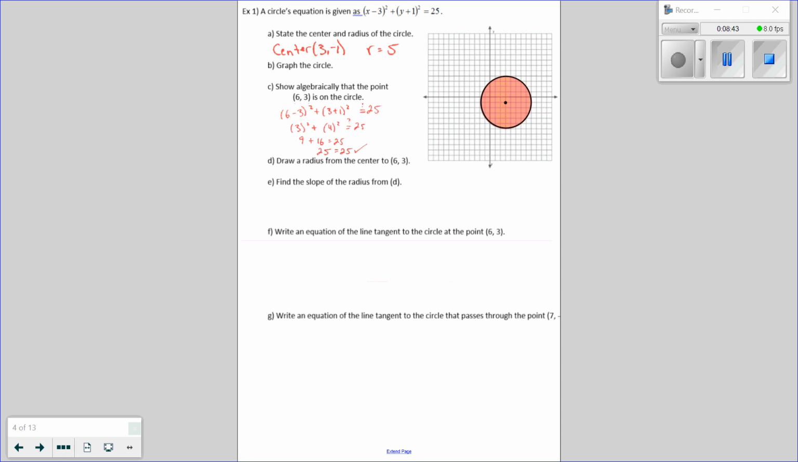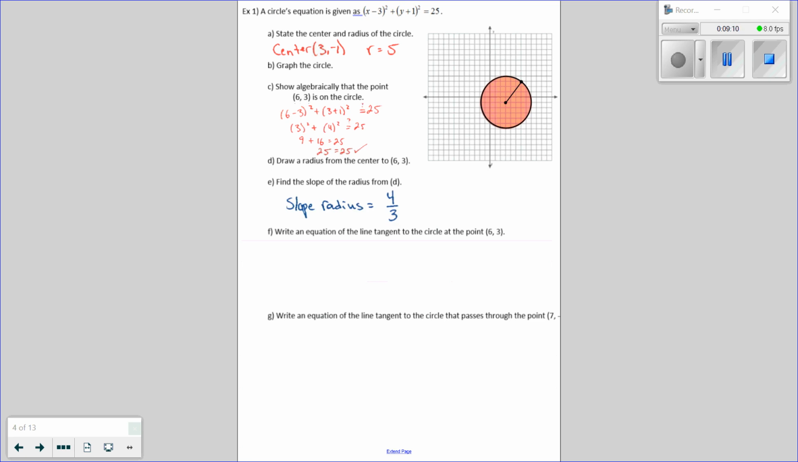So next, we want to draw the radius from the center to (6, 3). So I plot (6, 3). It is indeed on the circle, and I know that because I have the algebra to prove it. Then I'm going to connect the center of the circle to that point. What's the slope of our radius? Well, we can just count on the graph. It's up 1, 2, 3, 4, up 4 over 3. So our slope is 4/3.